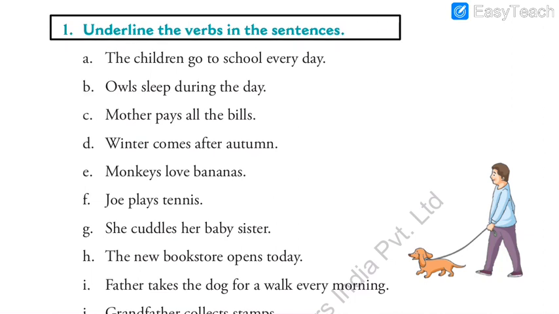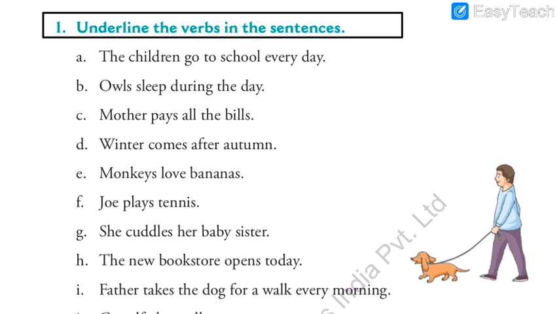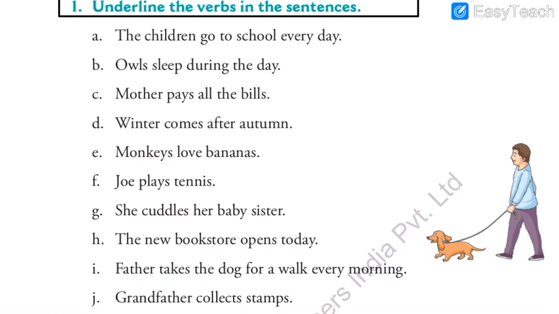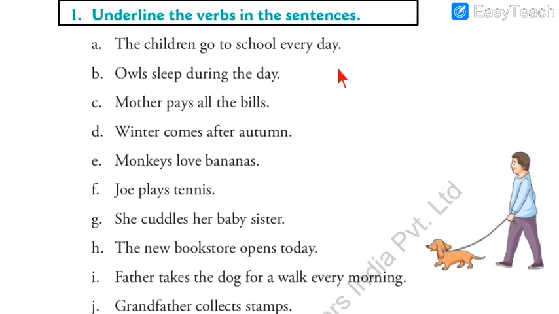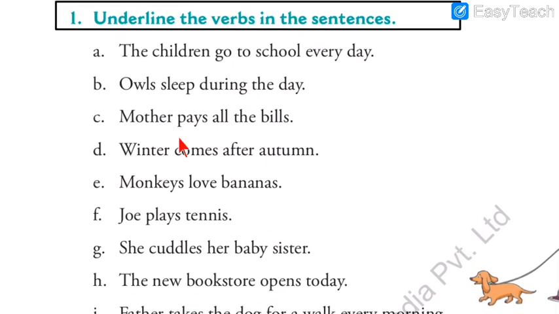What do the instructions of exercise 1 tell us? Underline the verbs in the sentences. You need to underline the verb in the sentence. Correct? So it is as simple as that. We have already done the chapter of verb, and so it will be very easy for you to solve this.